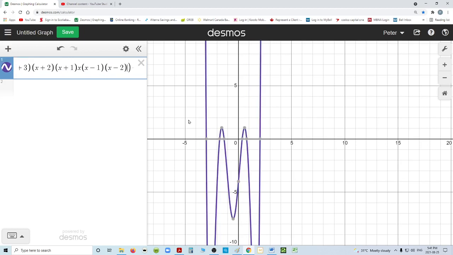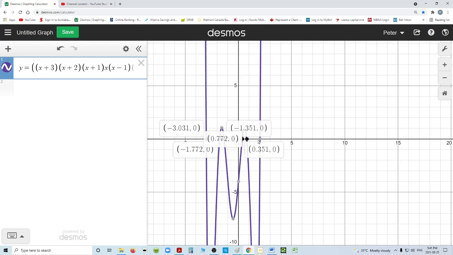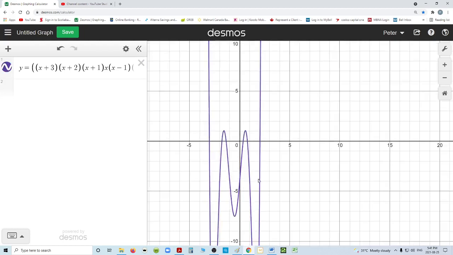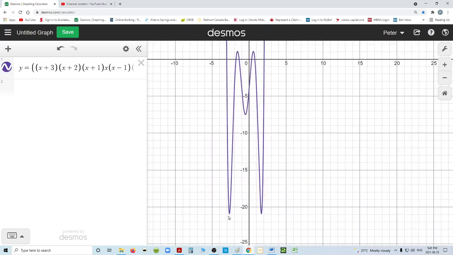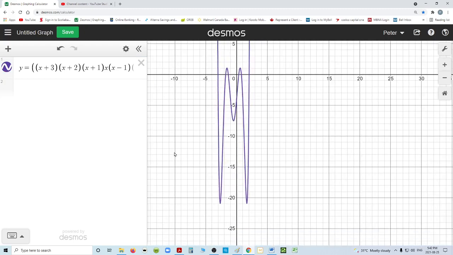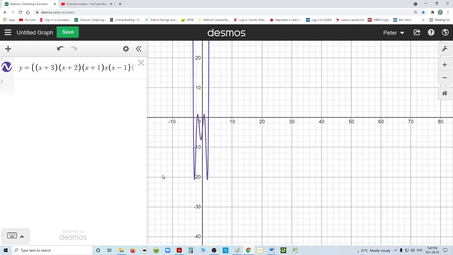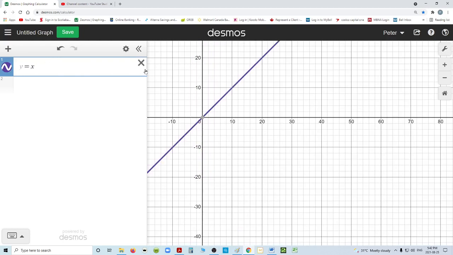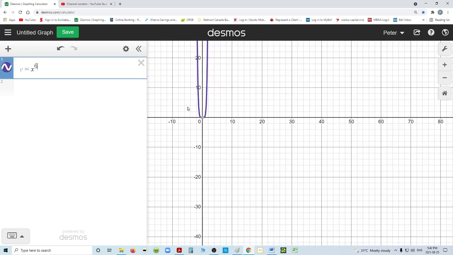There's an x to the power of 6. And it crosses once, twice, 3 times, 4 times, 5 times, 6 times. How many turning points does it have? 5. 1, 2, 3, 4, 5. So you just have to be aware it can have up to 5 turning points and up to 6 x-intercepts. But if I just do the parent graph, x to the power of 6, it only crosses the x-axis once and has 1 turning point.